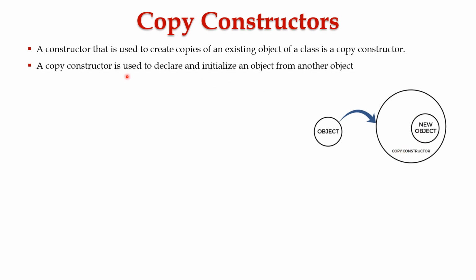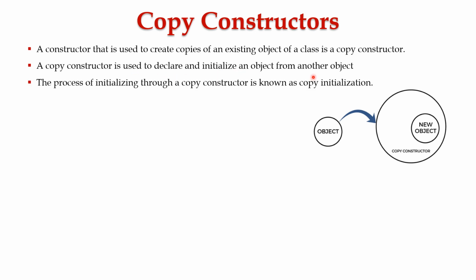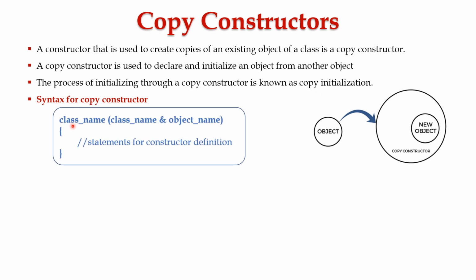So copy constructor is mainly used to declare and initialize an object from another object. The process of initializing through a copy constructor is also known as copy initialization. The syntax for copy constructor is, so we have class name as constructor name followed by list of arguments.